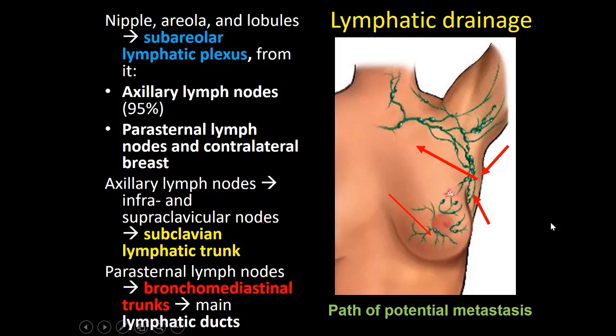And finally, the lymphatic drainage that happens in the breast is important because this is also another path of potential metastasis. So it was discovered that basically all the lymphatics go to a subareolar lymphatic plexus before about 95% of it drains towards the axilla, so it goes into the axillary lymph nodes. And some of it, the other percentage, will go into the parasternal nodes and even into the contralateral breast. The axillary lymph nodes will drain into the subclavian lymphatic trunk, and the parasternal lymph nodes drain into the main lymphatic ducts.